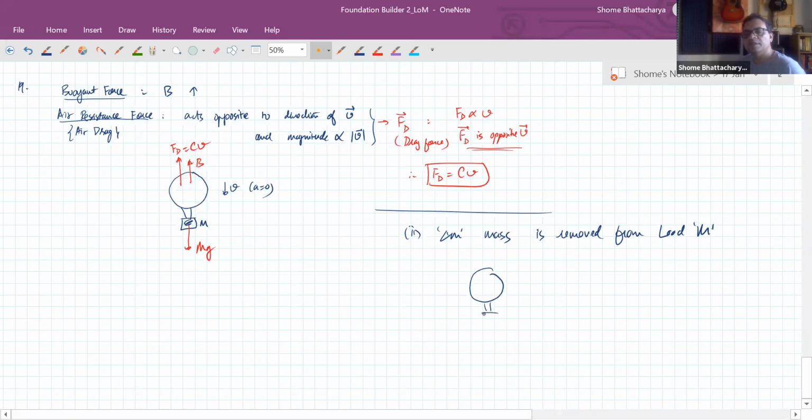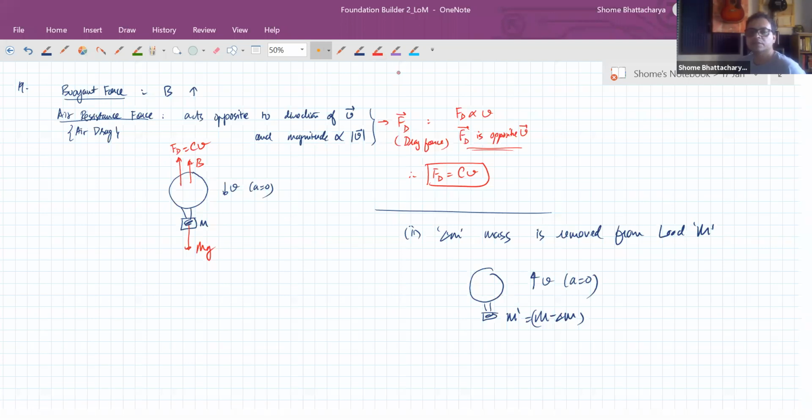So what you have left behind now is some lesser mass, let's say M prime, which is M minus delta M. So what is happening now? Buoyancy is dominating, so it's going upwards, but at the same velocity and zero acceleration. Same magnitude of velocity, but zero acceleration. So now what are the forces which are acting? M prime G, buoyant force.